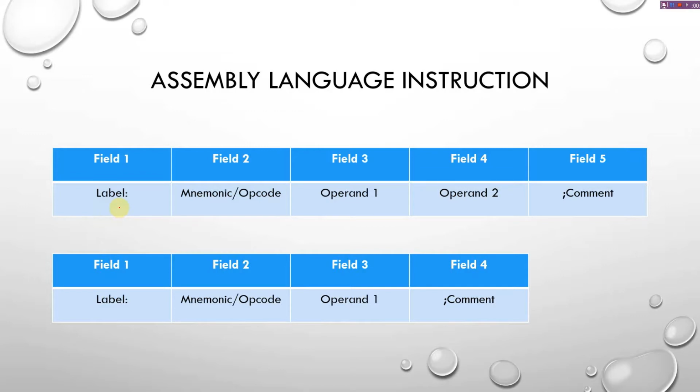The first is label. Label is the name or definition which is given to a particular memory location in the assembly program where an instruction resides. Whenever we want to call a particular instruction, it can be either called via label or via address. Mnemonic or opcode. This field consists of the instruction from the 8051 instruction set. Next is your operands, field 3 and field 4, operand 1 and operand 2.